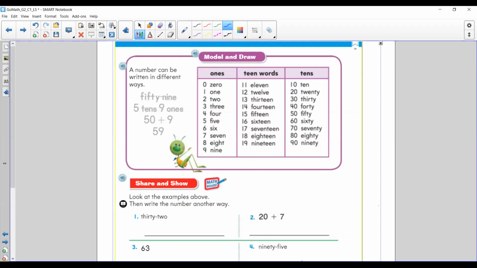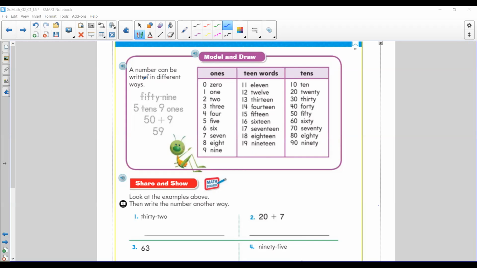Okay, on this page, this is a very, very important page in your book, and you probably want to hold on to this little picture right here, because this little picture shows you how to write numbers in words. So you have all the ones, all the teen words, and all the tens. So it's a very handy little chart. I cut mine out and I glued it to the inside of my notebook. And so when you're done with this page, you might want to do that too.